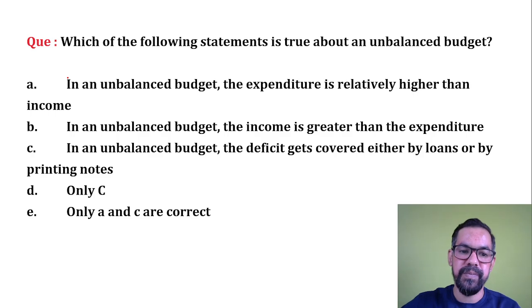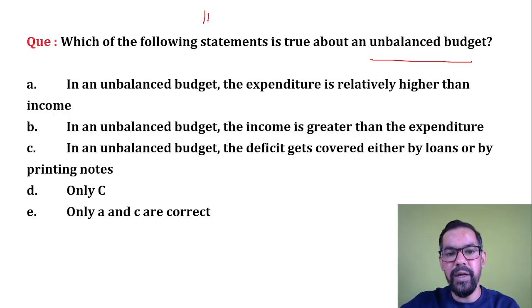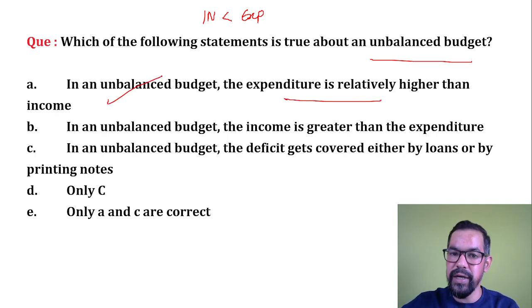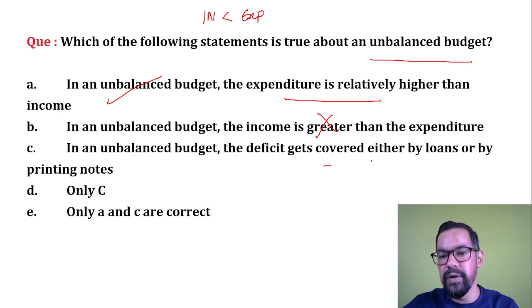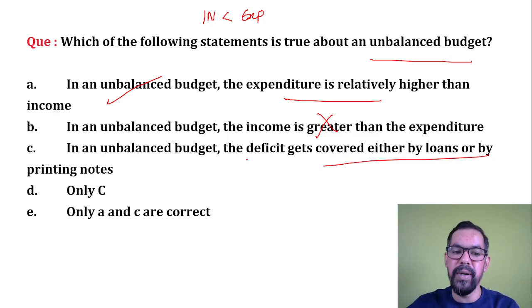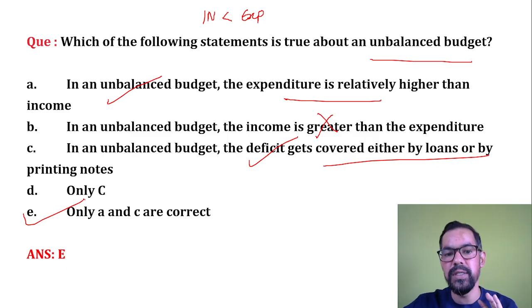Okay, next one, which of the following statements is true about an unbalanced budget? An unbalanced budget is a deficit budget. So when your income is lesser than your expenditure, that is an unbalanced budget. In an unbalanced budget, the expenditure is relatively higher than the income, which is a correct statement. In an unbalanced budget, income is greater than expenditure, so this is an incorrect statement. In an unbalanced budget, the deficit gets covered either by loan or by printing currency, which is again correct. So options A and C are the correct answer for this particular question.